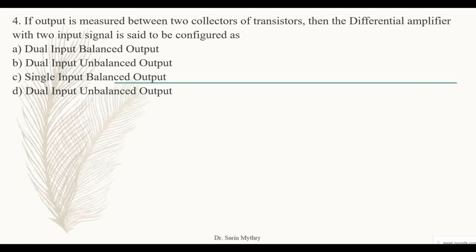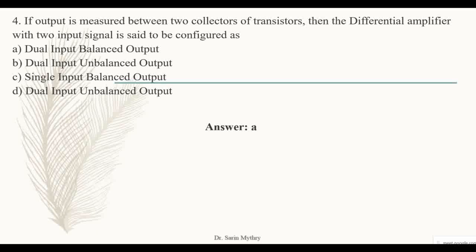The first configuration is called dual input balanced output. Second one is dual input unbalanced output. Third one is single input balanced output. Fourth one is dual input unbalanced output. Now let us see which is the correct option. The correct answer is A. Why is the answer A?